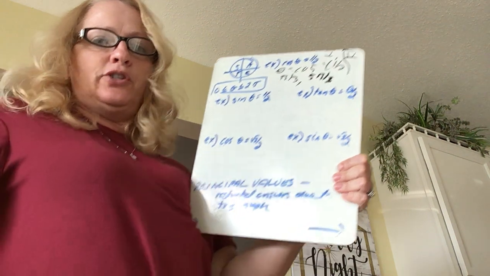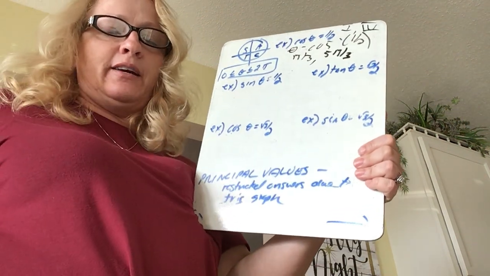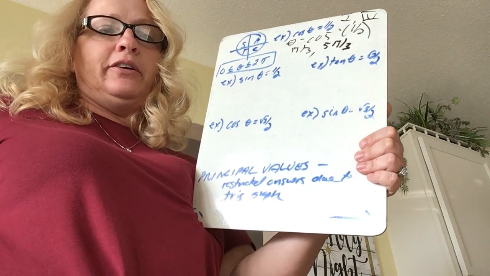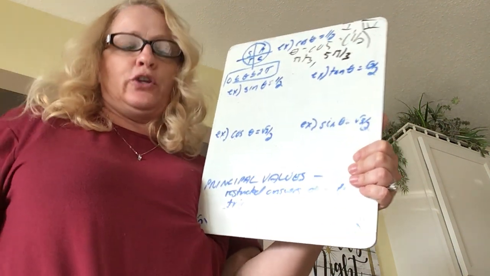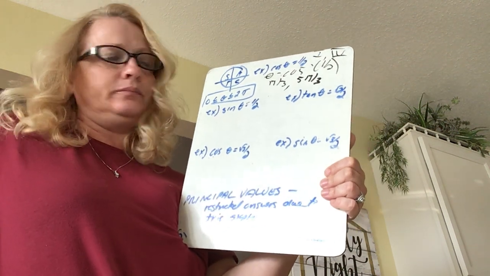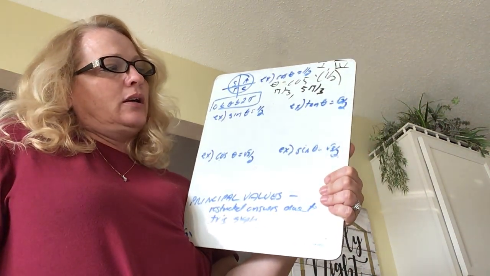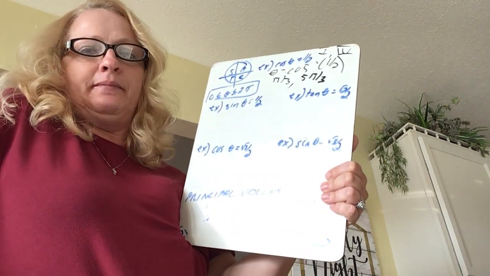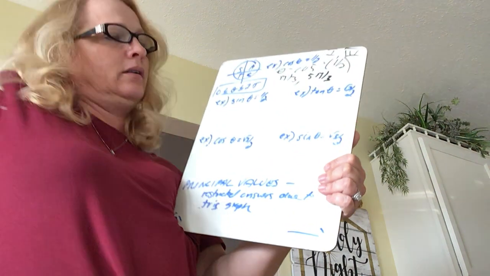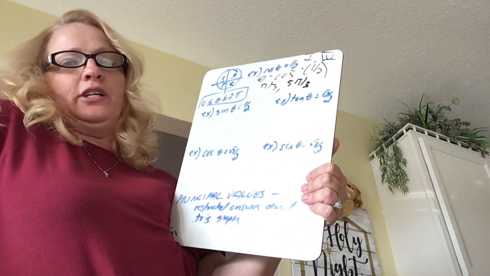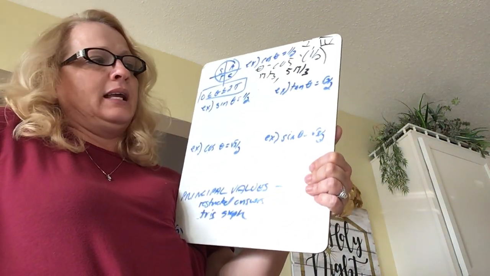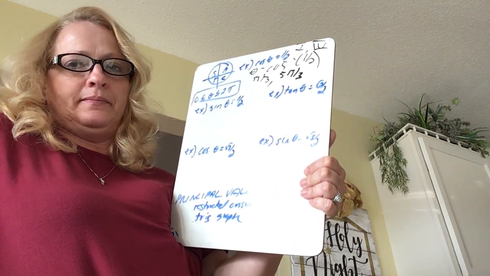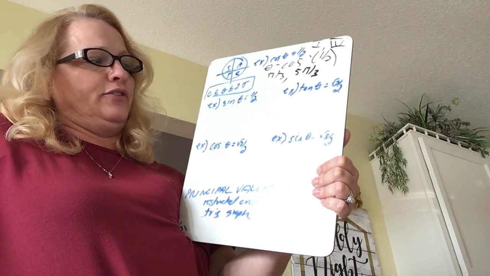Okay, so what I want you to do right now, if you need to pause it, is take out your calculator, and for right now, let's just put it in the degree mode. I want you to put in the cosine of 60, and that should give you 1/2. Now I want you to put in the cosine of 300, and that also gives you 1/2.